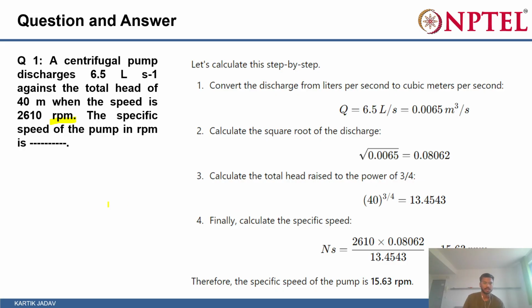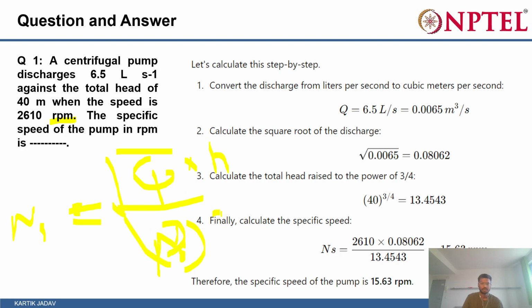So first we know that specific speed NS is given by the formula: N times the square root of Q, where Q is discharge, divided by head raised to the power three by four. NS is what we need to identify.